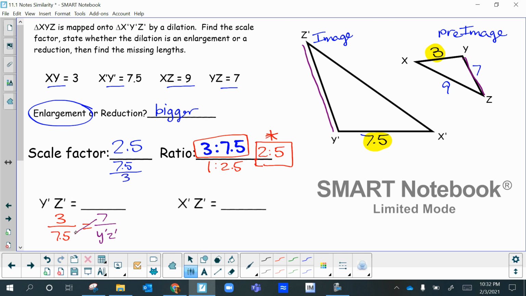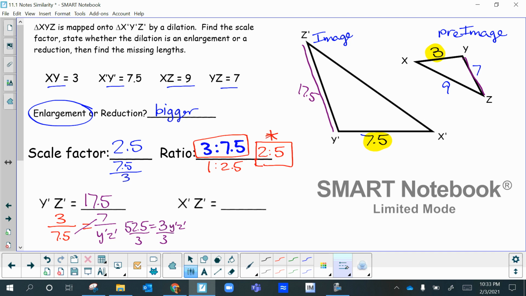So now we're going to cross multiply. What is 7 times 7.5? 52.5. And that is equal to 3 Y prime, Z prime. Divide by 3. So this is going to be 17.5 units long. So 17.5. Okay, and it's okay that we have decimals. Let's try this one over here.